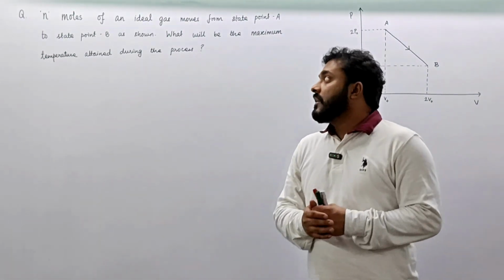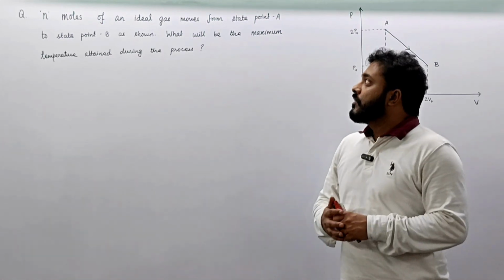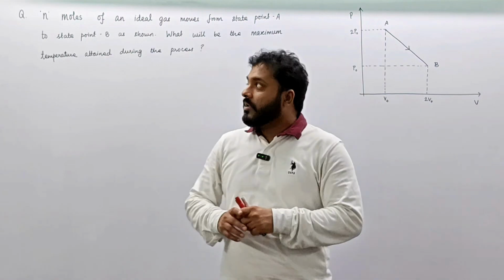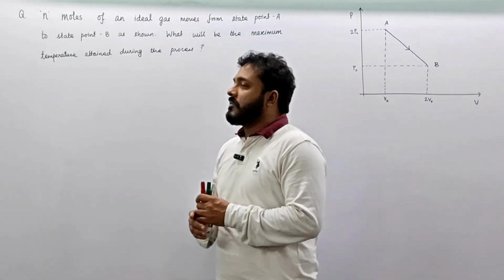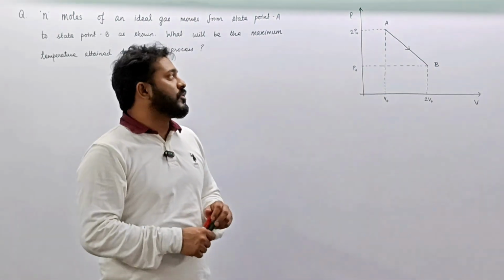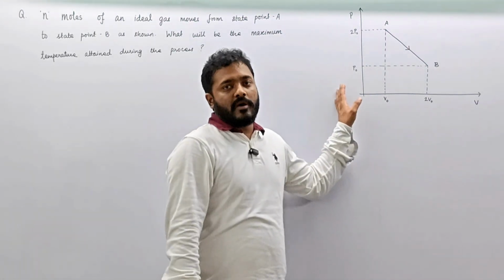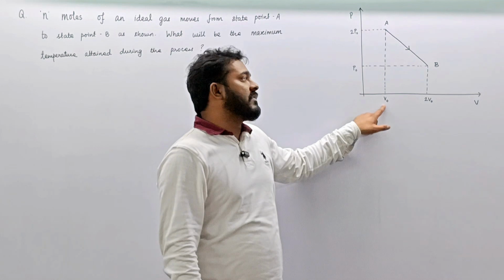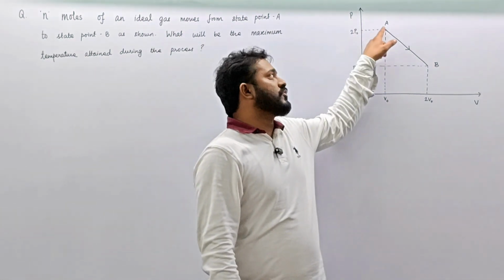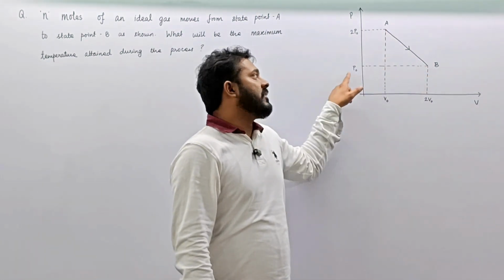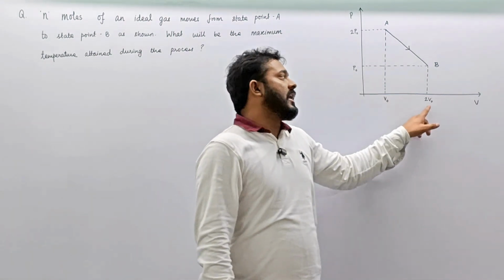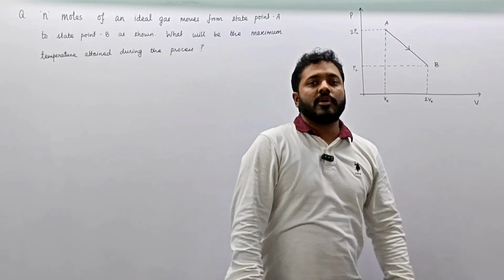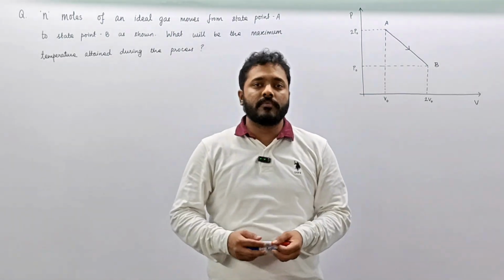The problem states that n moles of an ideal gas move from state point A to state point B as shown. We need to determine the maximum temperature which it will attain during the process. Initially the pressure is 2 P naught occupying a volume V naught, and it goes from point A to point B where it has a pressure P naught and volume 2 V naught. We need to determine the maximum temperature possible during the process A to B.